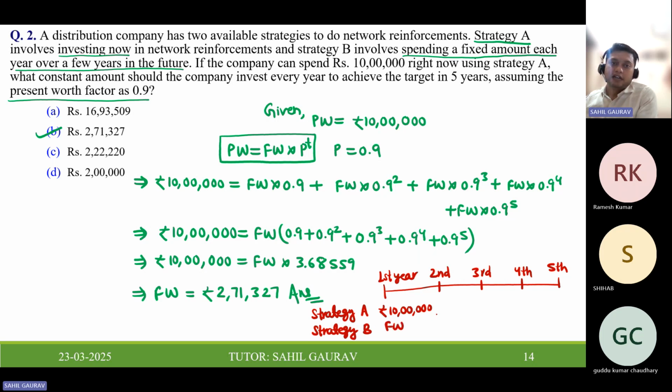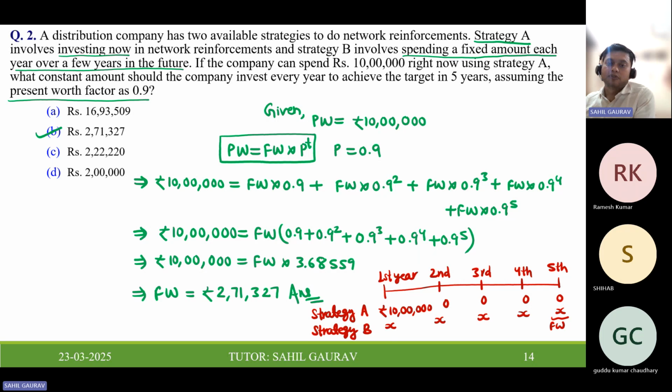I have taken future worth because of the expression from which we are solving. So you can also take it as X. So X amount of money we have invested each year: first year, second year, third year, fourth year, fifth year. And in strategy B, they have not invested in second, third, fourth, and fifth year. So now they are asking what is the X amount of money that is equivalent to the 10 lakh invested in the first year. That is the question only.